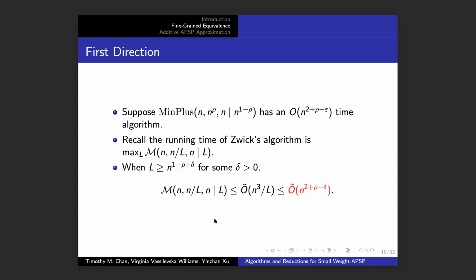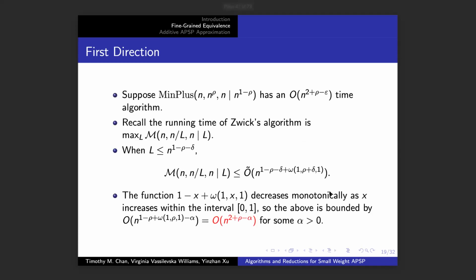As we can imagine, when L is much larger than the boundary n to the 1 minus rho, or when L is much smaller than the boundary, it's intuitive that the running time of Zwick's algorithm is strictly better than n to the 2 plus rho. So when L is greater than n to the 1 minus rho plus delta for some small positive delta, we use the brute force algorithm for min-plus product, and we get truly sub n to the 2 plus rho time. And the case when L is less than or equal to n to the 1 minus rho minus delta is slightly more complicated, but we can also bound it as truly sub n to the 2 plus rho time.